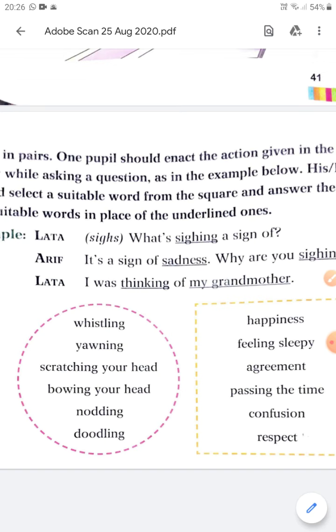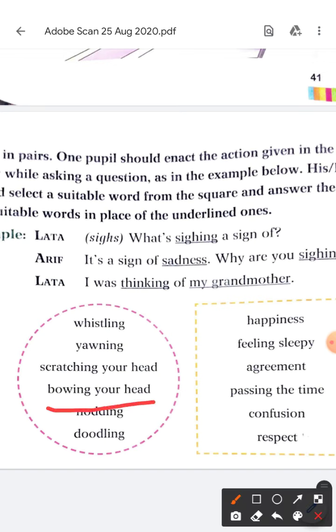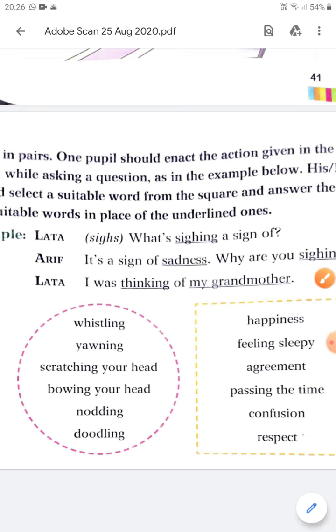Next, what's bowing your head a sign of? It's not bowing, it's bow. B-O-W is a bow also, but that is when you use the bow and arrow. When you bend your head, it is bowing. What's bowing your head a sign of? You bow your head when you show respect to someone. When you show respect to someone, then you bow your head.